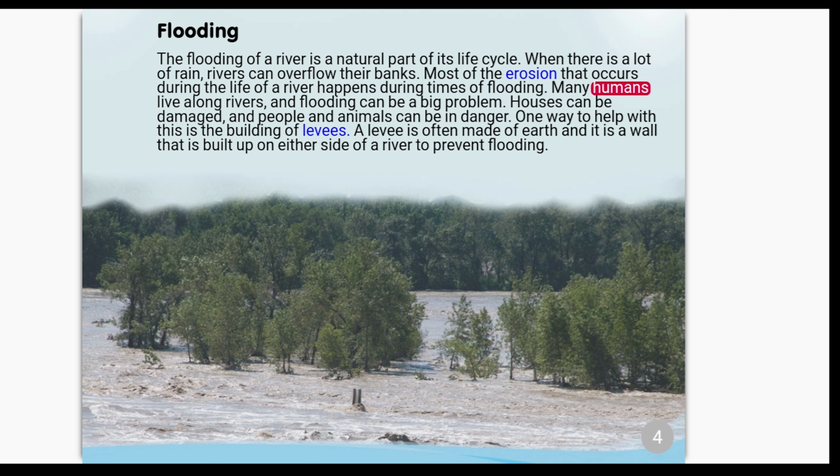Many humans live along rivers, and flooding can be a big problem. Houses can be damaged, and people and animals can be in danger. One way to help with this is the building of levees. A levee is often made of earth, and it is a wall that is built up on either side of a river to prevent flooding.